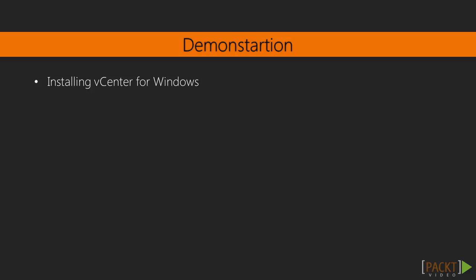So we'll take a look in the demo at installing vCenter for Windows. In this case, it's fairly straightforward. Once you have vCenter installed, there's really very little difference between the Windows and the Linux version, but getting the Linux version installed can definitely take a lot more work, particularly when it comes to things like SSL certificates and so on. So we'll take a look at the Windows version in this course anyway.